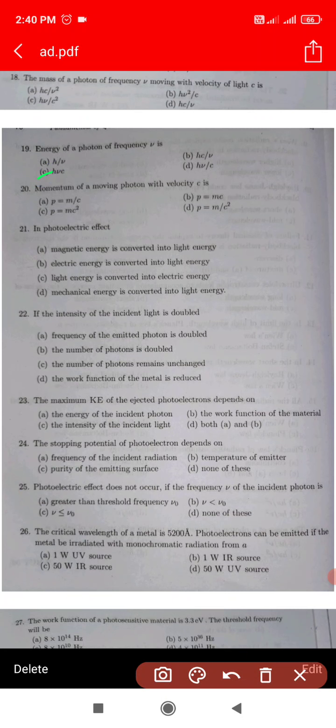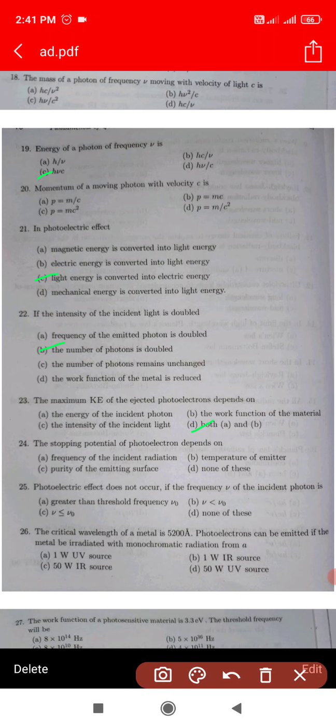Next, photoelectric effect is where light energy is converted into electrical energy. C is the right answer. Next one, 22: if the intensity of the incident light is doubled, the number of photons is also doubled. B is the answer. Next, 23rd: the maximum kinetic energy of ejected photoelectrons depends on the energy of the incident photon and the work function of the material. So D is the answer.